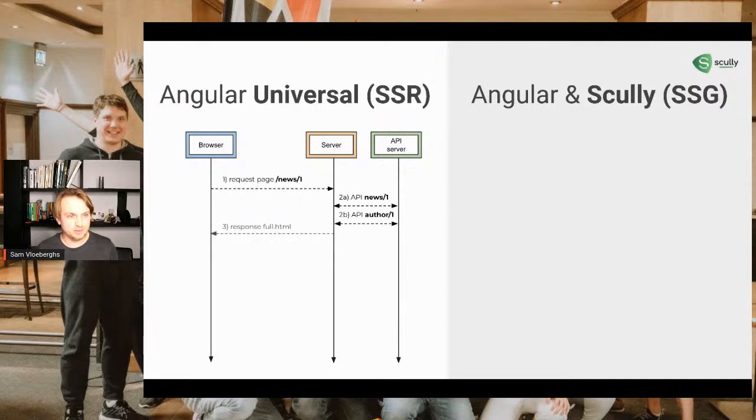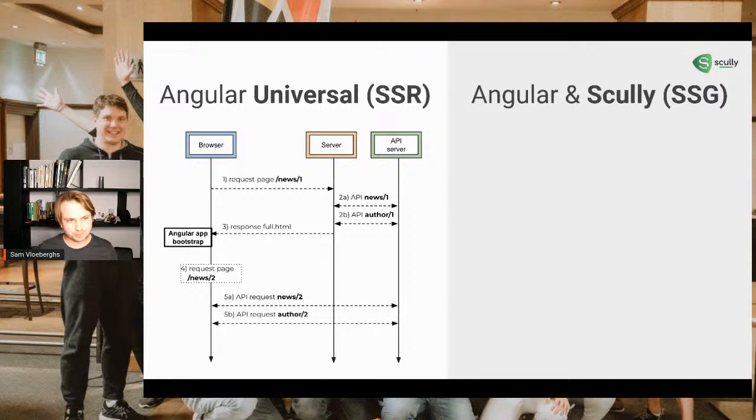The browser is waiting for the response of the full HTML, and of course also including the Angular build assets. So as soon as the browser gets the full HTML and all the assets, Angular bootstraps again in the browser. So now we're back at a single page application. As soon as the user starts navigating around, so for example, he goes to another detailed page for a news article, Angular will kick in, and Angular will first say, okay, I need to get the news detail, and then I will need to get the author detail. So now we're doing 2 dynamic data requests, which we could have avoided.